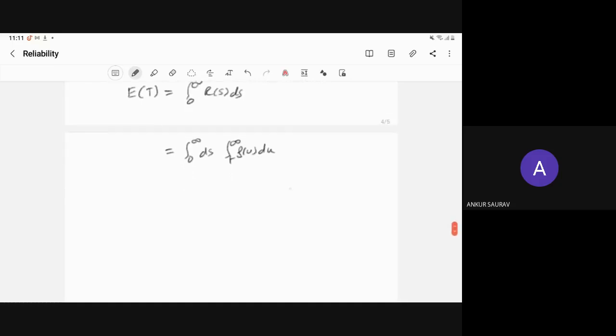So it is a question of a double integral. This is the limit of s and this is the limit of u. We have u and s, and u goes from s to infinity, because we have taken s as the variable here. So this is the line u equal to s, with u going to infinity, and s from zero to infinity. It means we have to integrate over this area.